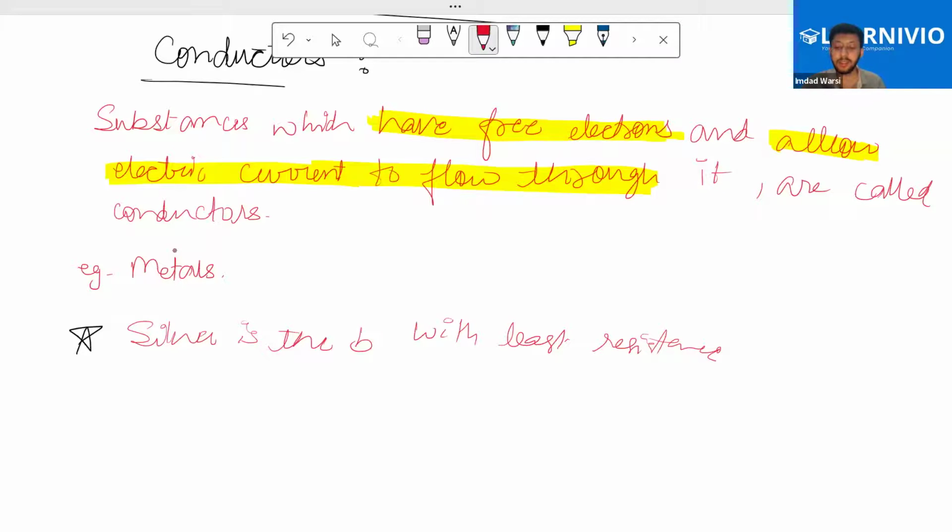What is the second best conductor metal of electricity? Copper. Copper, yes. Write it down. Copper is the second best conductor of electricity.